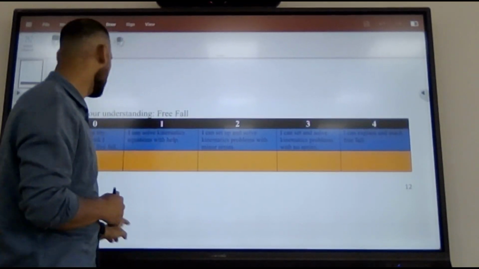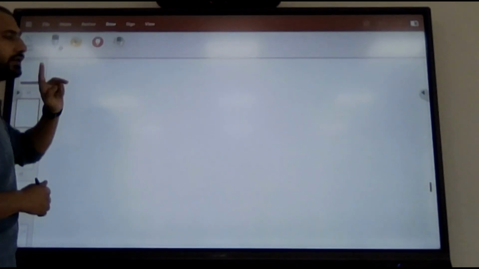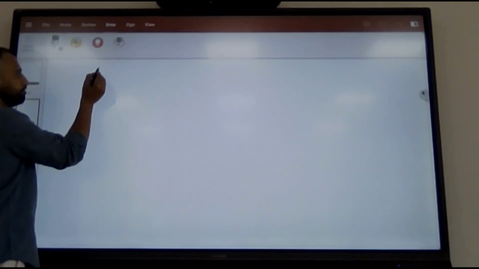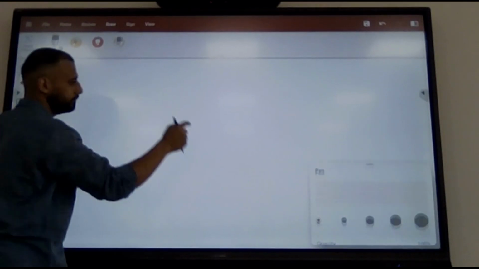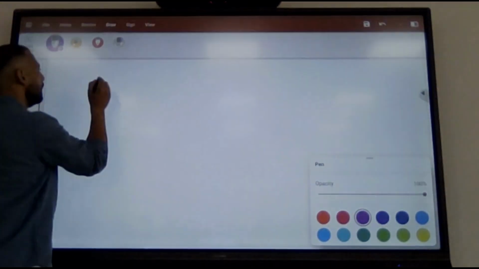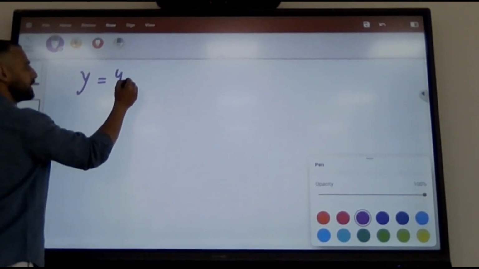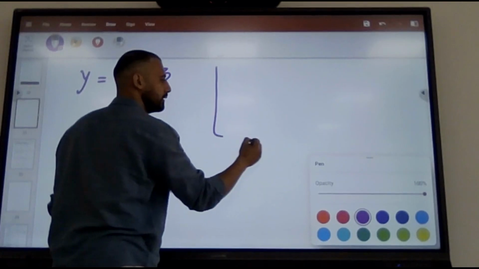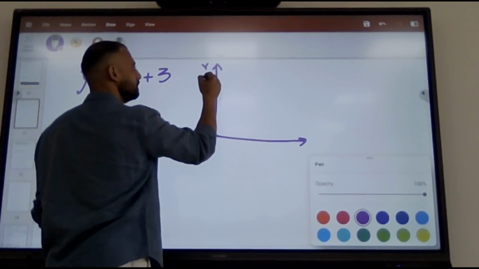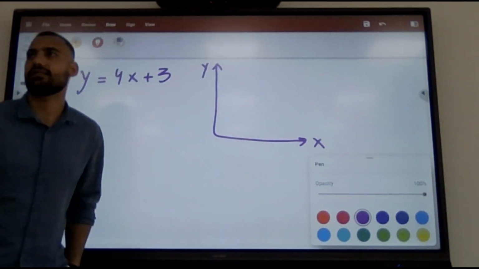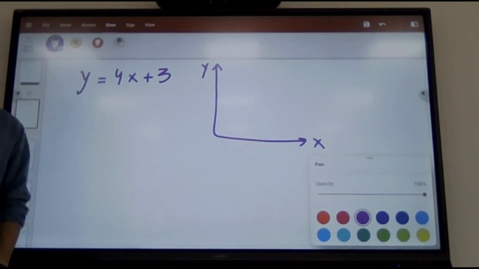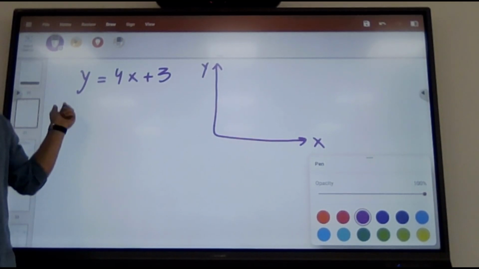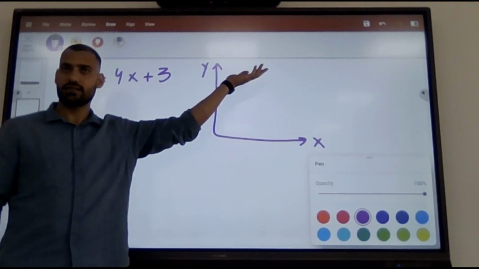Okay? So, if I ask you to plot an equation, a basic equation, for example, the equation is y = 4x + 3. Can anyone tell me how you plot it on the coordinate system? Yes? You put the value of x and then you get the value of y, and then you find the point and plot it, right? Is that what you do?